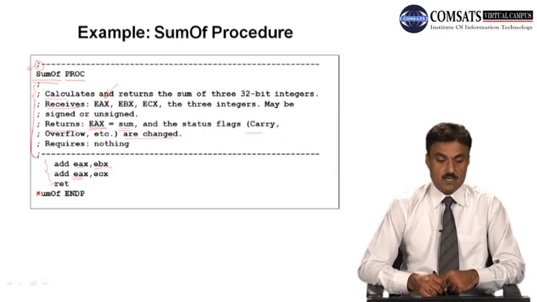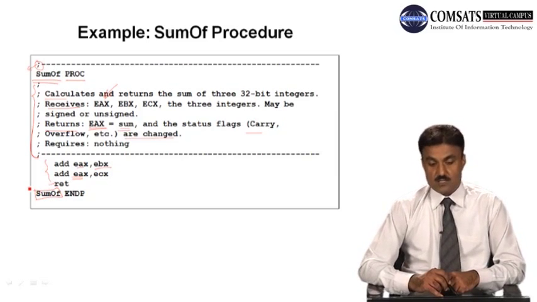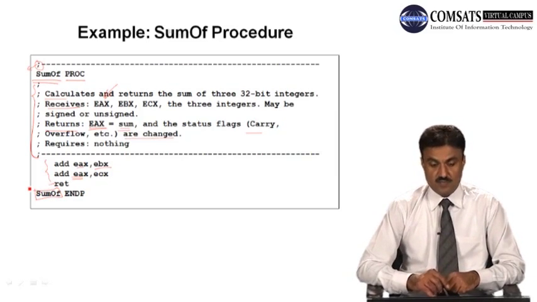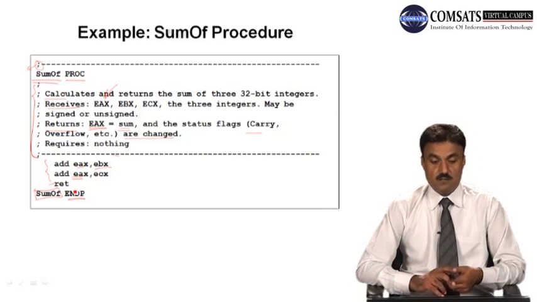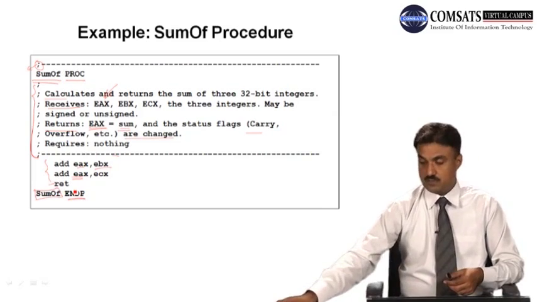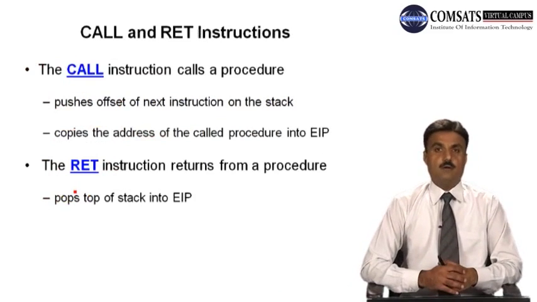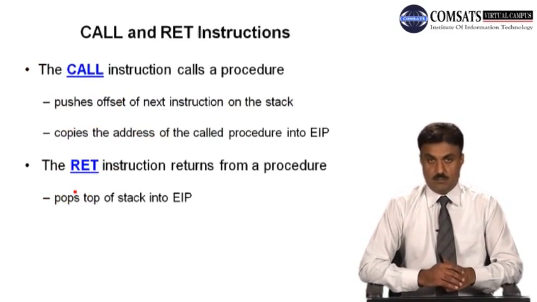So this is the end of NP. This is the last statement. Sumup is the name of this procedure, and NP is the directive to indicate to the assembler that this is the end of the procedure. That was an example of a very simple procedure and how we can use it.